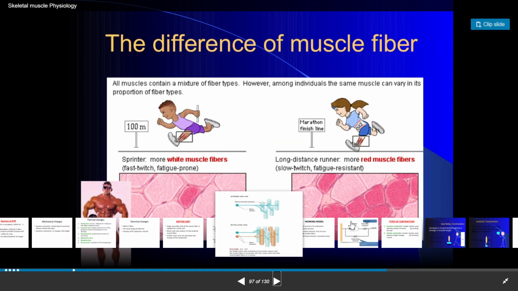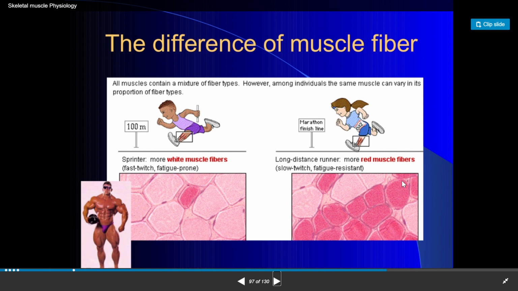So you should know about two fibers, red muscle fibers and white muscle fibers. Red muscle fibers are seen in marathon runners. Slow twitch fibers, fatigue resistant, for a longer time, it comes for long distance runners. But if you take the case of white muscle fibers, you can see them in the sprinters. They are very fast twitch fibers, fatigue prone.